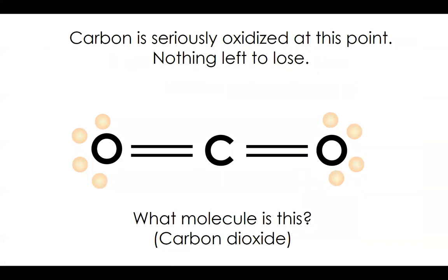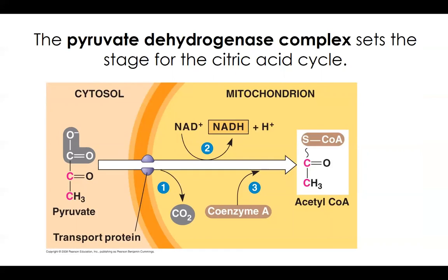We're also going to be forming NADH. This represents the electrons that we took from carbon. That's 1 per pyruvate, so 2 per glucose. So we're losing a carbon dioxide, and we're also creating an NADH.